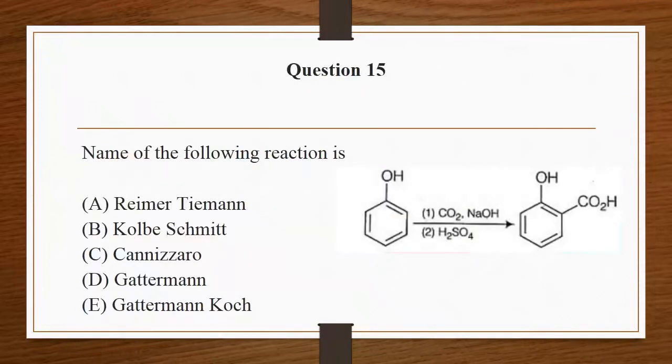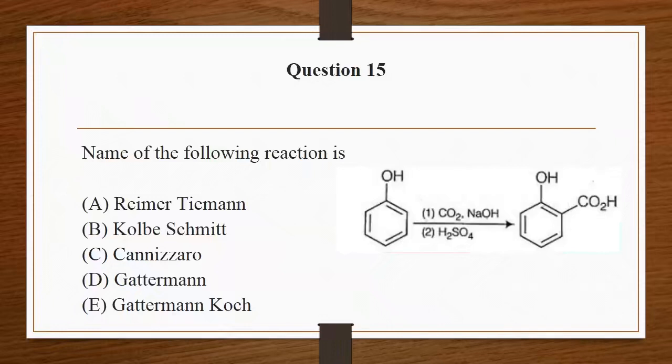Name the following reaction. Here the phenol is first treated with carbon dioxide and NaOH. In the second step, the product obtained is treated with sulfuric acid. So one COOH group is inserted in the ortho position of phenol.